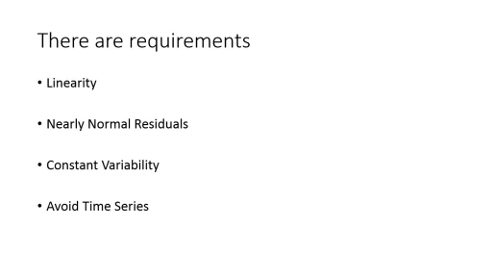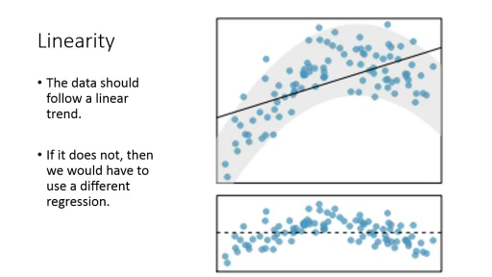The requirements for this are linearity, nearly normal residuals, constant variability, and avoiding time series. We're going to look at examples of each one of these. The first one is linearity. The data must have a linear trend. If it doesn't, we should probably use a different regression.